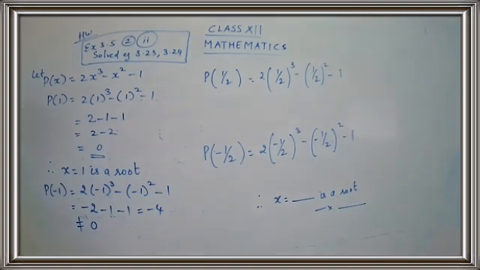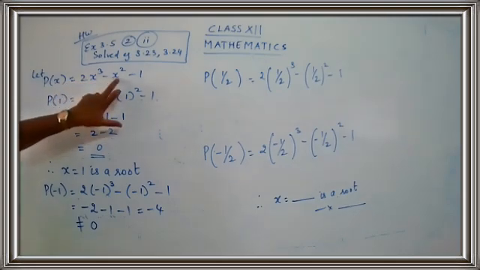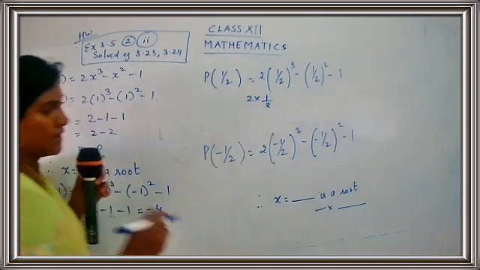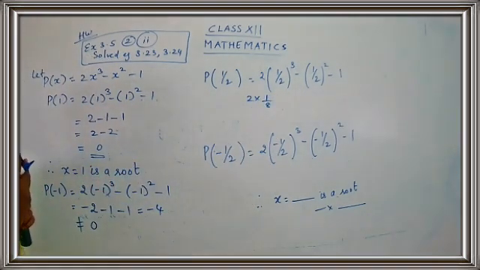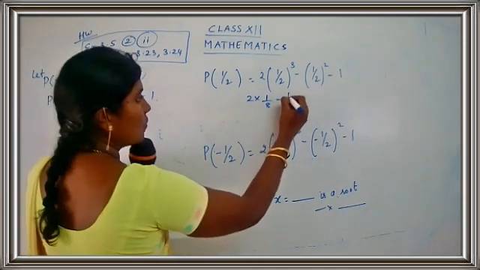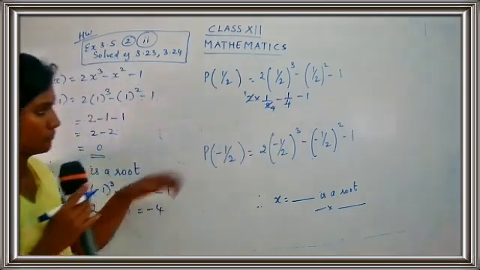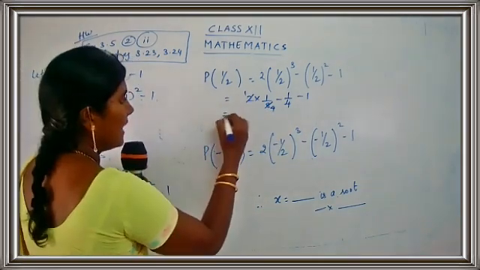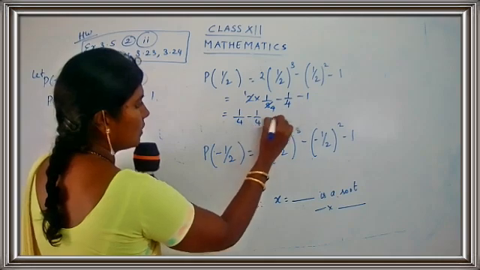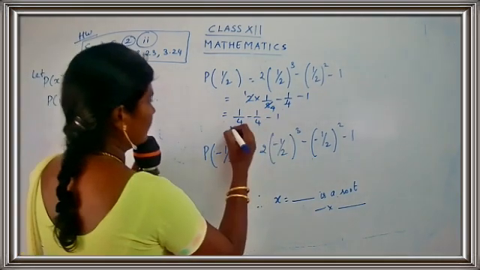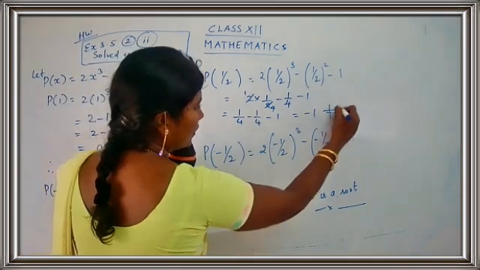Have you completed the sum, children? Have you found the value for P of half? Let's check it. It's 2 times half cube, minus half square, minus 1. So 2 times 1 by 8, since 1 into 1 into 1 is 1 and 2 into 2 into 2 is 8. Minus 1 by 4 minus 1. So 1 by 4 minus 1 by 4 minus 1. So what is the answer you get here? Minus 1, which is not equal to 0.